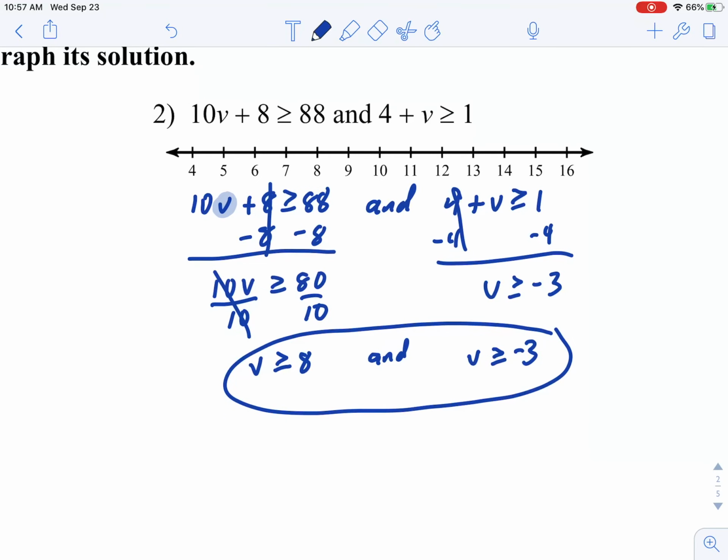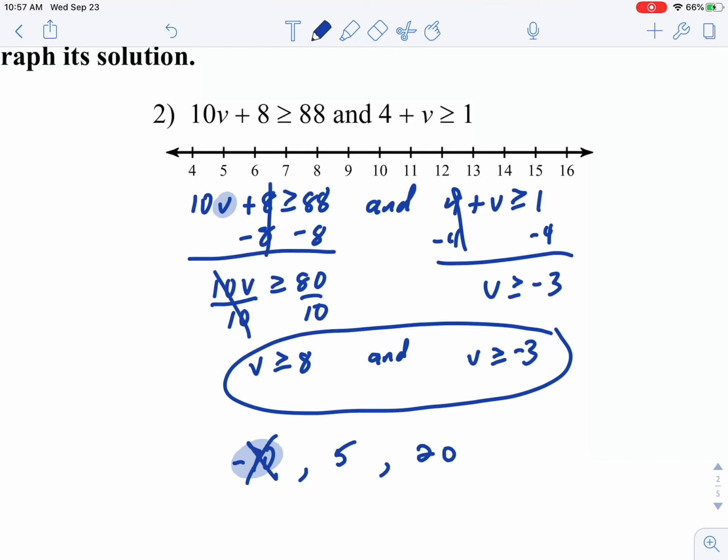Can you think of a number that's both greater than 8 and greater than negative 3? I'm going to throw out 3 different numbers. Let's say we got negative 10, we've got 5, and we've got 20. Is negative 10 greater than 8? No. Is negative 10 greater than negative 3? No. So negative 10 is not a solution.